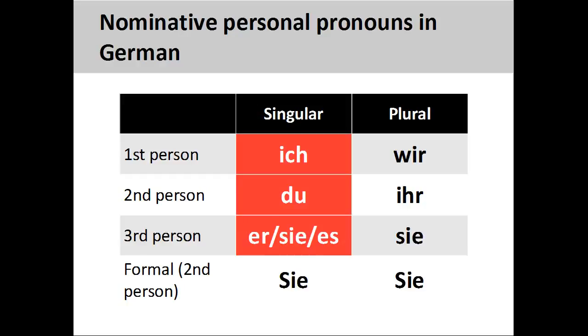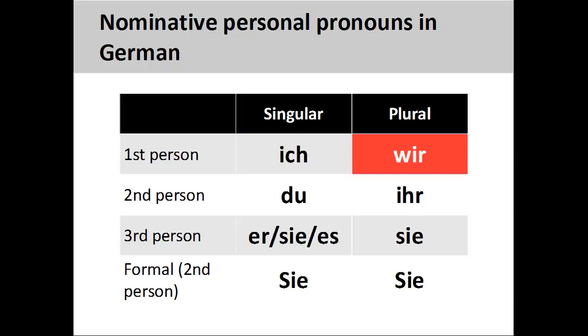The third person singular personal pronouns er, sie, es, he, she, it can be used to indicate the biological gender of the noun they replace. As I will show at the end of this presentation, in German they could also indicate the grammatical gender of the noun. We can also apply the concept of actors on the stage to the plural personal pronouns.